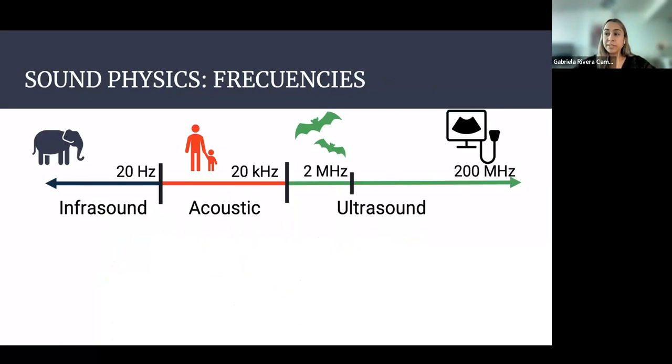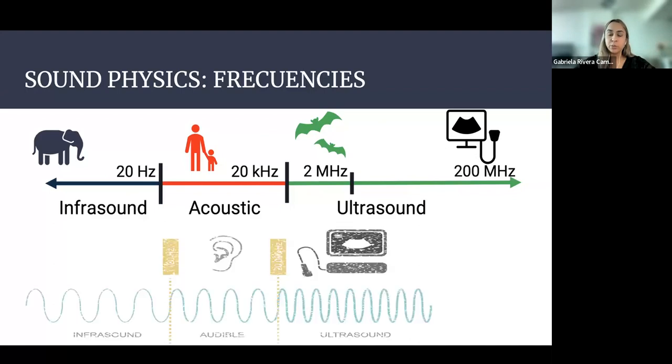So now let's remember from physics class that sound has a range of frequencies. We have infrasounds, which humans cannot hear. We have acoustic sound, which humans can hear. And anything above 20 kilohertz is considered ultrasound. So some animals, such as bats, can hear ultrasound. However, the frequencies used for medical ultrasound are significantly higher compared to acoustic frequencies. So humans are unable to hear them. At the bottom panel, we can appreciate the relationship between the frequencies and the sound waves. Infrasound has a lower frequency and ultrasound has a higher frequency.